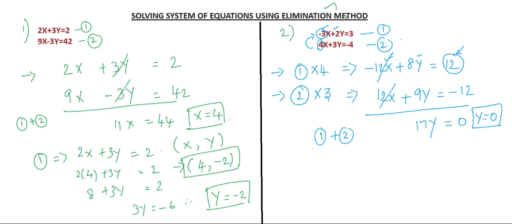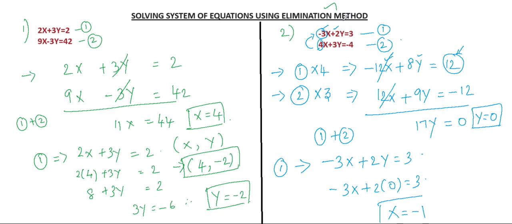With this y value, you can very easily derive x. You can put this y value either in the first equation or in the second equation and get the value of x. I'm going to consider the first equation here. Minus 3x plus 2y is equal to 3. So minus 3x plus 2 into 0 is equal to 3, from which we get the value of x as minus 1. The point of intersection should always be represented with x first, then y. So the answer is minus 1, 0. This is how you need to solve the system of equations using the elimination method.